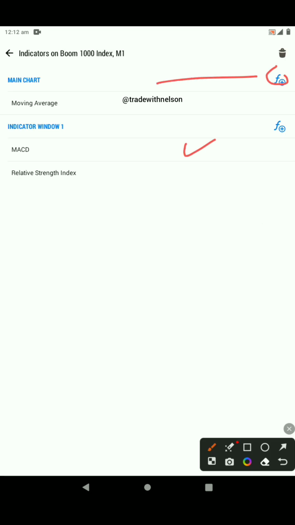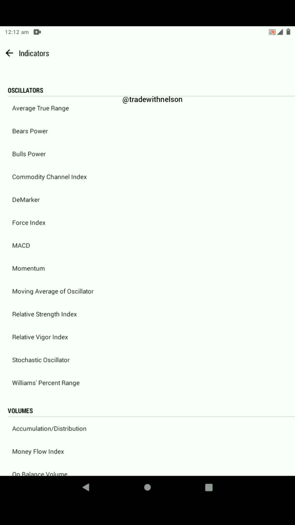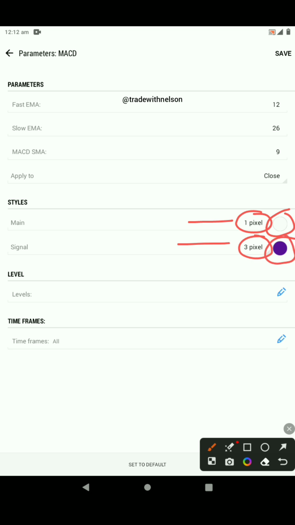For the MACD, click on the F icon on the main chart, scroll down a bit, MACD, click on that. Make your fast EMA 12, slow EMA 26, MACD SMA 9, apply to close. For the main style, make it 1 pixel and select the color of your background. For the signal style, make it 3 pixel and select a color of your choice. After that, click on save.